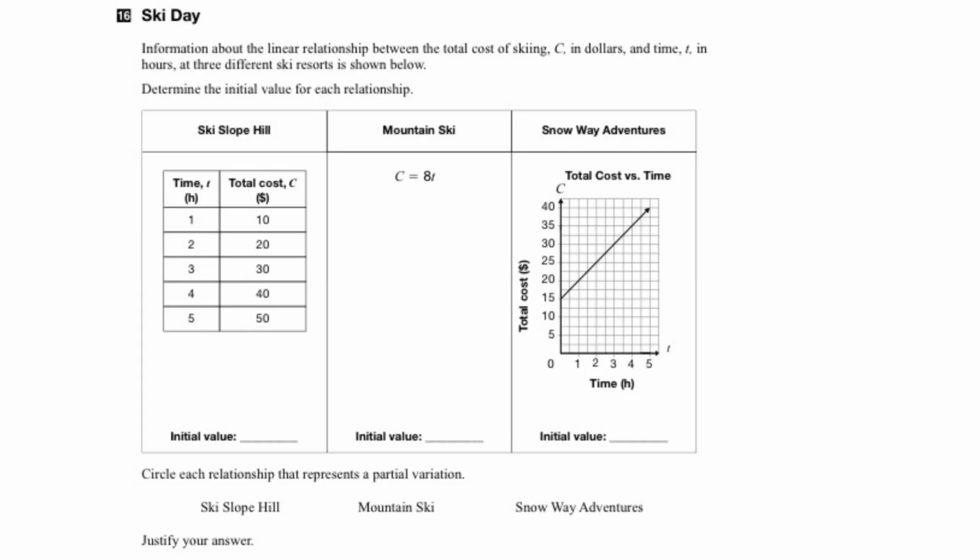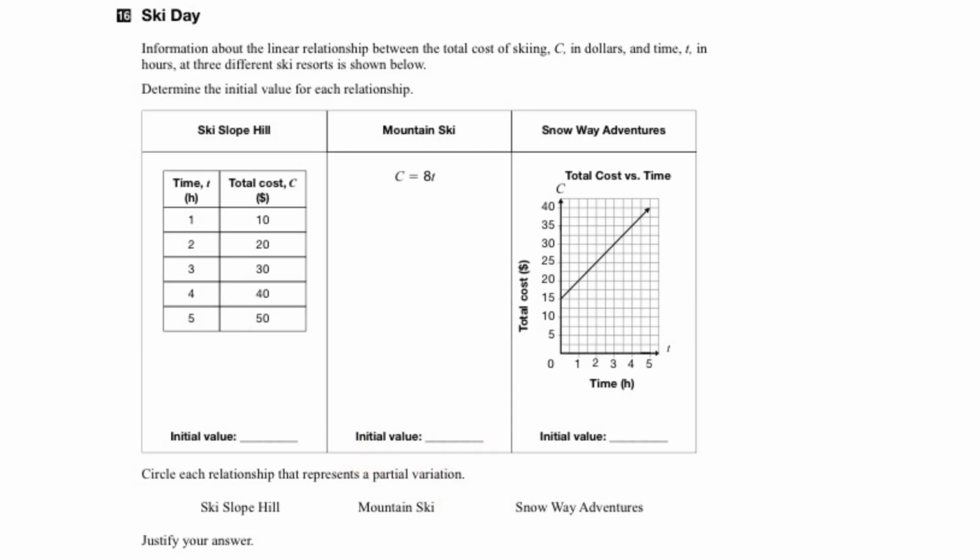In this question, we're given three representations of a linear relationship. We're given a table of values, an equation, and a graph. And we have to determine the initial value for each. And then we have to determine if any of them represent partial variation.